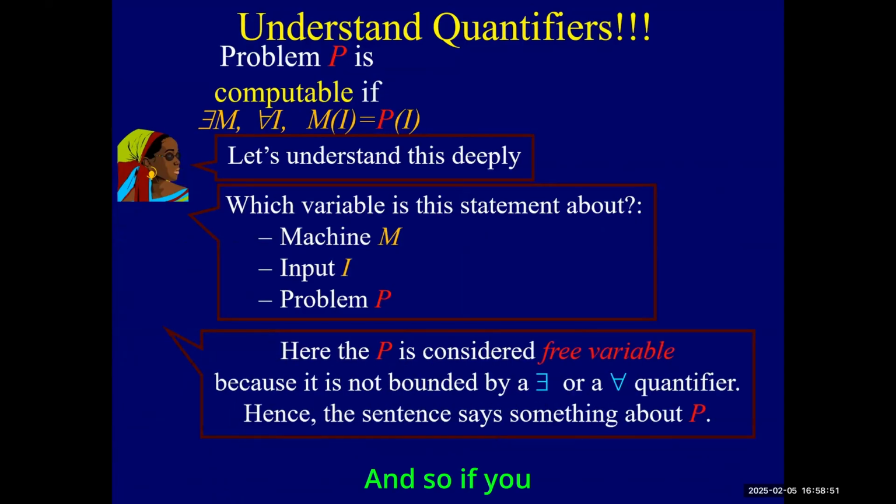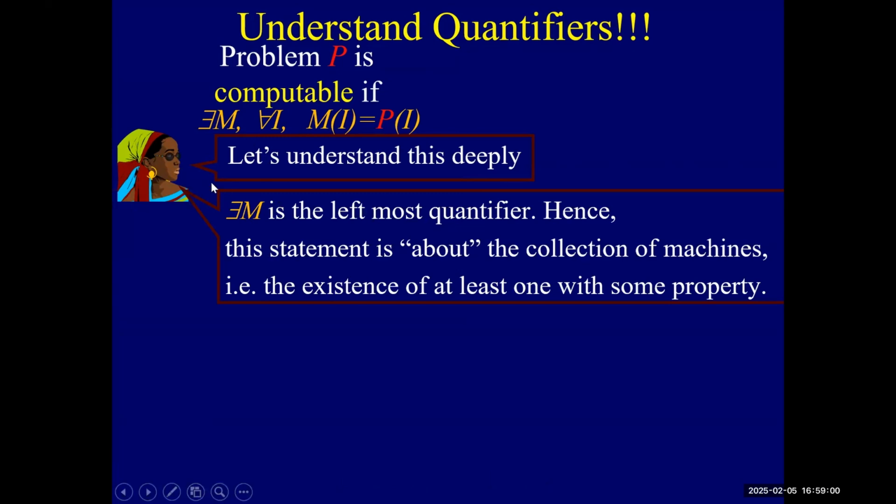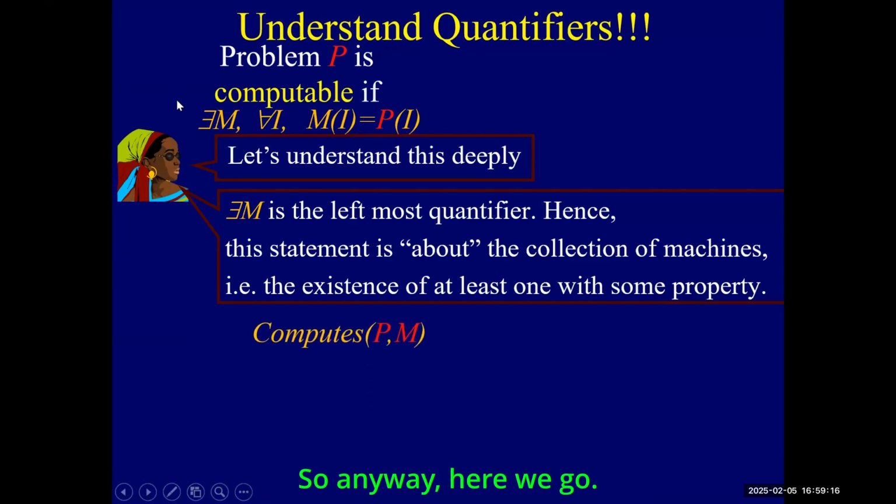Right, so you want to understand this better. What I recommend, let's see, we're going to kind of say here, right? In some ways, P is the free variable, right? So it's a statement about P. What is it saying about P? It's saying P is computable, I think. And then it says something about the existence of this machine. All right, so anyway, here we go. Computes, right? What does compute mean? Turing machine M computes problem P, right? And then what are we saying? Well, there exists a machine that computes it, right?